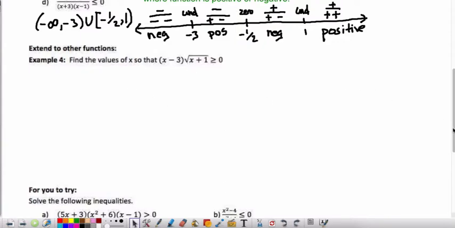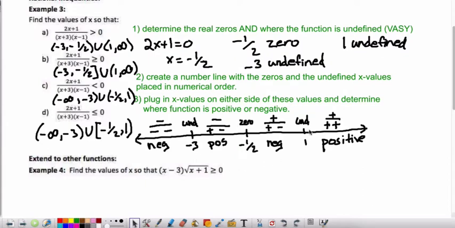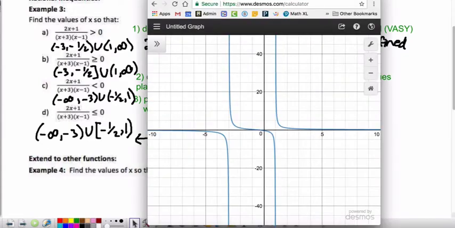Before I get into that, I did want to show you the graph for this one. All right, so we did this rational one. Now let's see what that graph looks like. So take the time to examine these two and see if these match up.